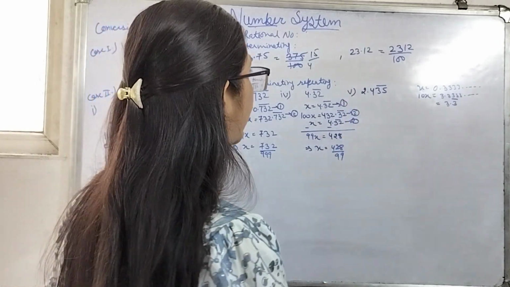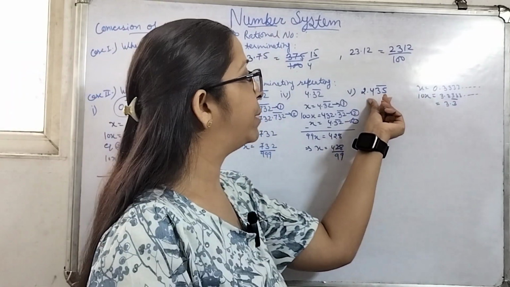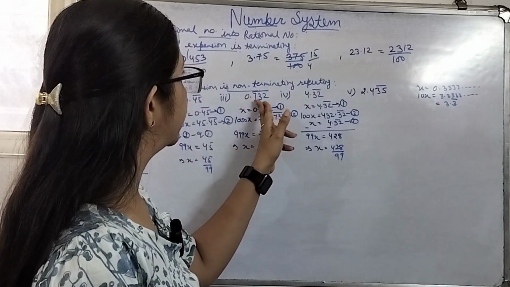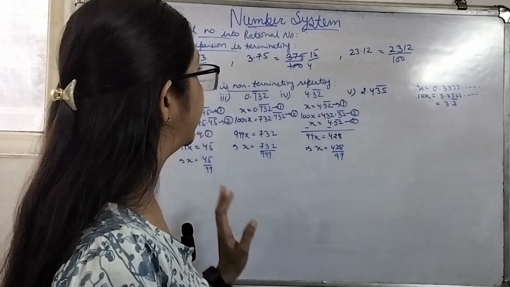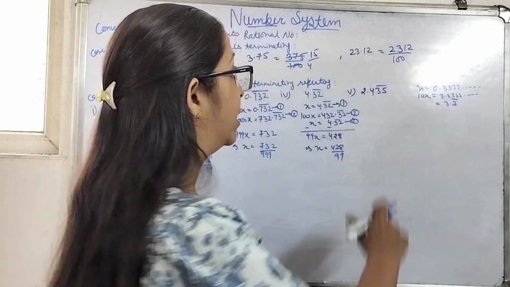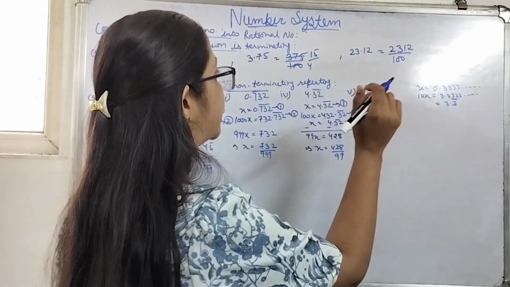Now this is one more example we are taking. What if the whole decimal part is not repeating? Over here the whole decimal part was repeating, 0.732 was repeating, 32 was repeating, 45 was repeating. That means whatsoever decimal part was there, the whole decimal part was repeating. But here is the case when this part is not repeating. So how to solve these types of questions?